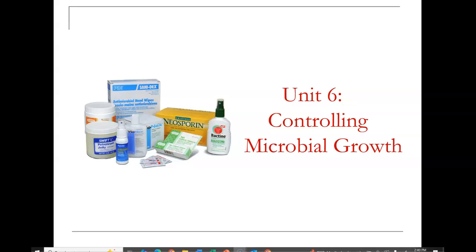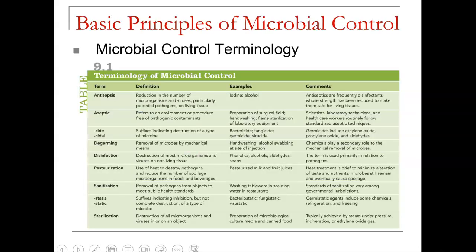Welcome back to Unit 6 of Bio 150. With this unit, we're going to talk about controlling microbial growth. So we've got to get into talking about some basic terms first when we talk about controlling this microbial growth. One important term that you see down there is sterilization.